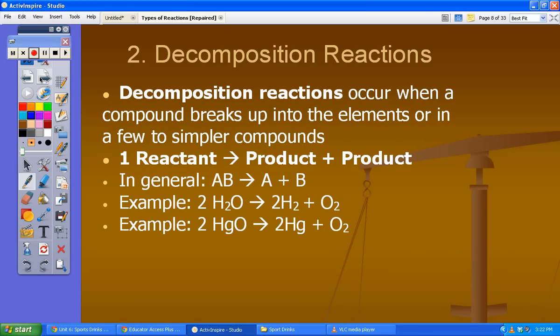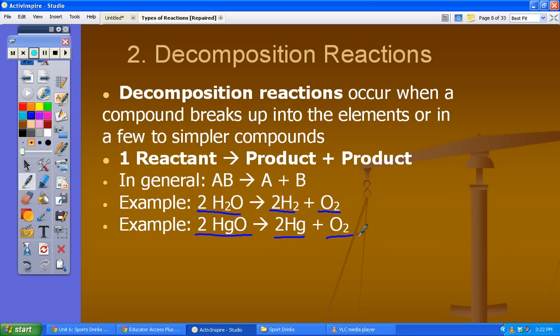Decomposition is next. So decompositions are breaking apart a reactant into 2 products. So typically the compound breaks into elements. So for example, water can be stripped of hydrogen and oxygen to make just hydrogen and just oxygen. Mercury oxide is another example. We can make just mercury and just oxygen here.